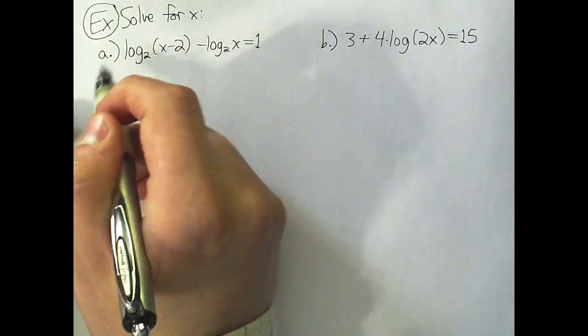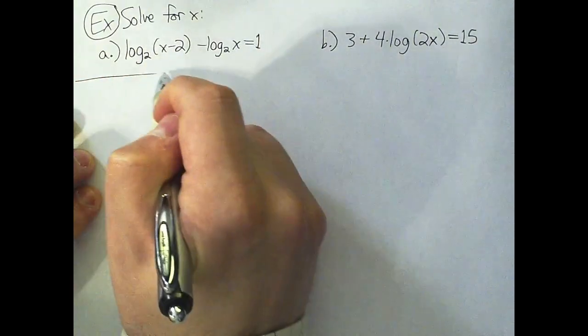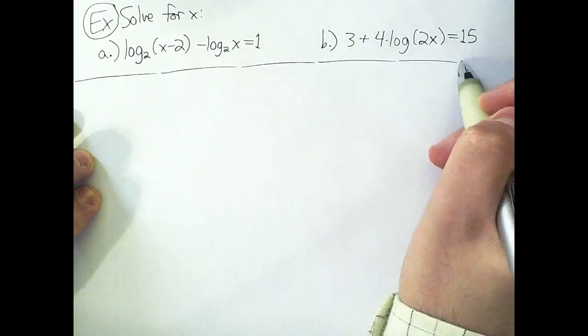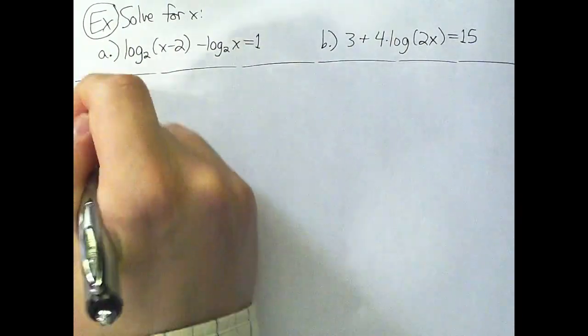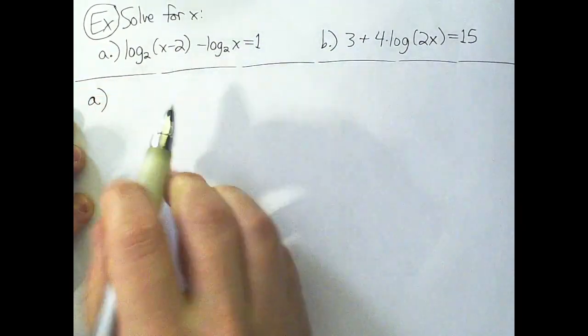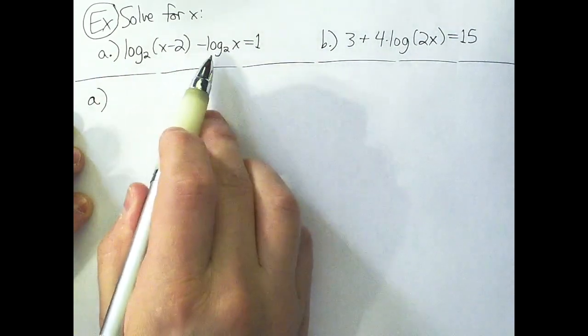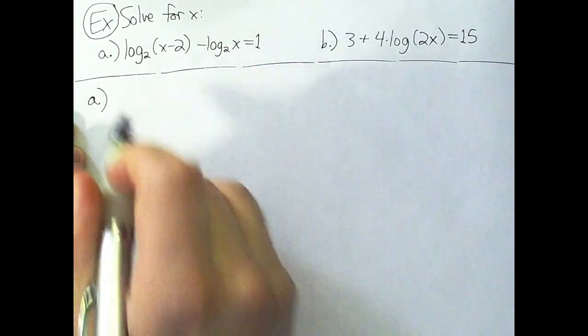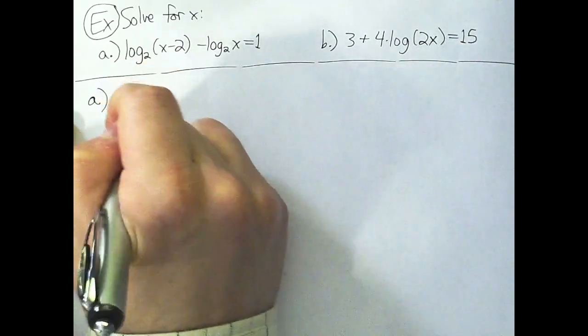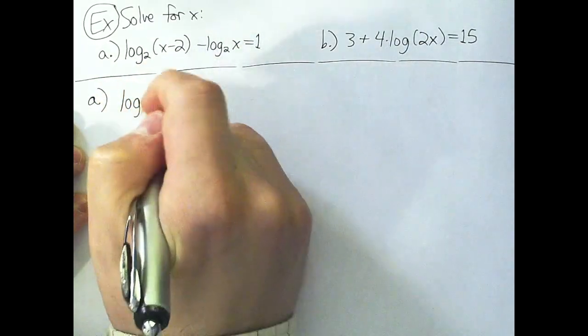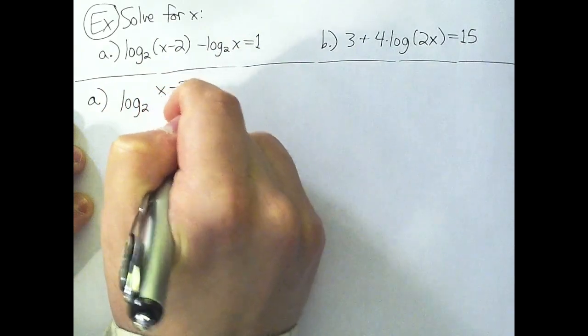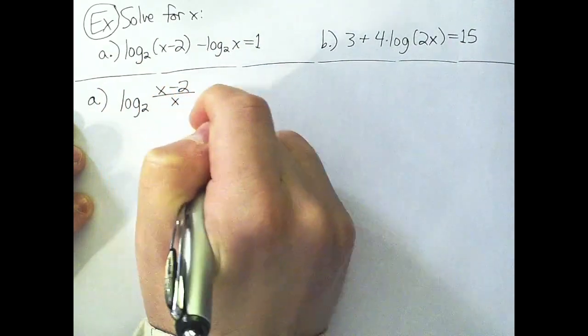All right, time to talk about these. Let's start part A over here. So what I'm thinking is this one has a minus sign. You know, in previous problems, we had some plus signs and we merged things together. But you can also merge them together. When there's a minus sign, you use that rule that says this turns into a quotient.